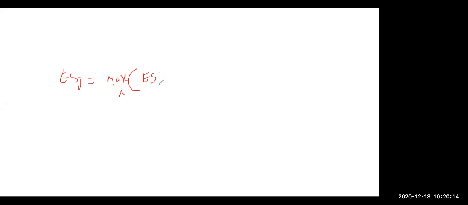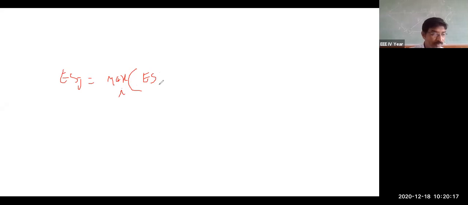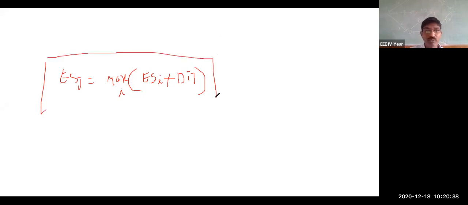If you see the formula, earliest start time of J is equal to the maximum of the earliest start time of the ith activity plus duration Dij. And what does Dij mean? Duration, friends. That you need to remember. So this is the formula for the earliest start time. If you have notes, you can write it down: ESJ is equal to maximum of ESI plus duration.